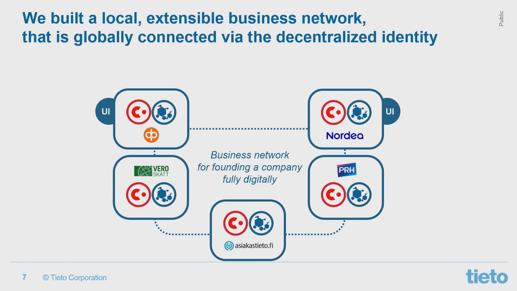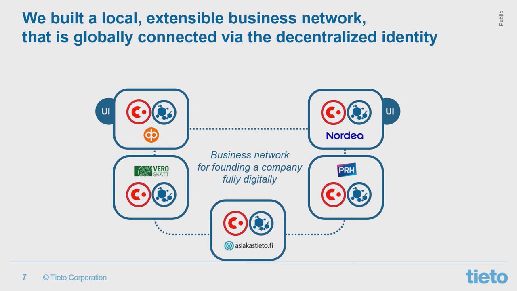Now this is the good part. So if you want to remember something, this is one of the slides to remember. We create a local, extensible business network. And why local? Because companies are tied in with some national legislation, always. If we just create a global network, which legislation would it use and how would you govern that? I think that's going to be a problem.